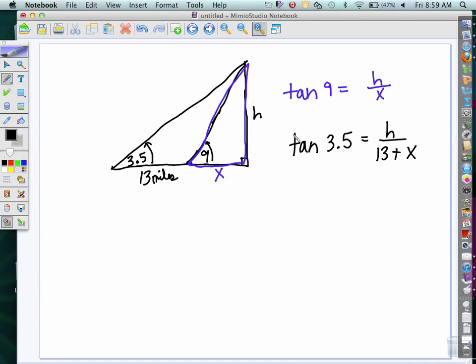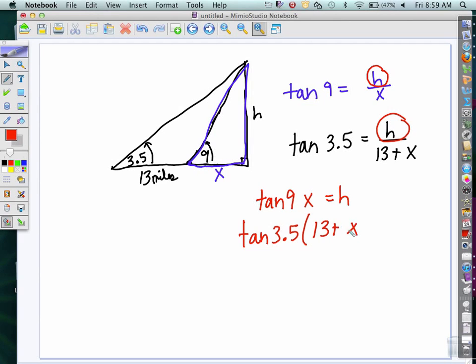If we can go through this process and find what h is equal to, or even what x is equal to, then we would be able to solve for the height. All right, we've got a system of equations. I'm going to isolate for h. So tangent 9 times x is equal to h. And I'm going to isolate for h in the second equation. That is tangent of 3.5 times 13 plus x is equal to h.